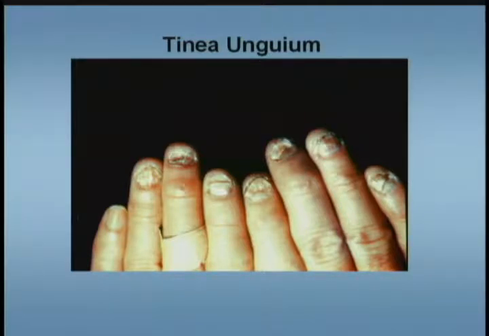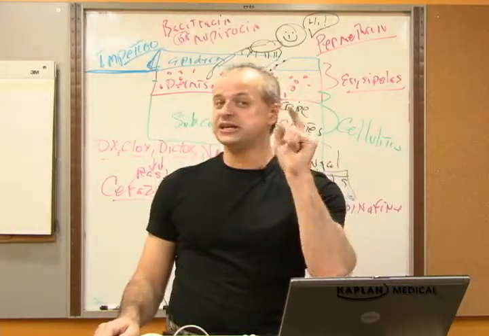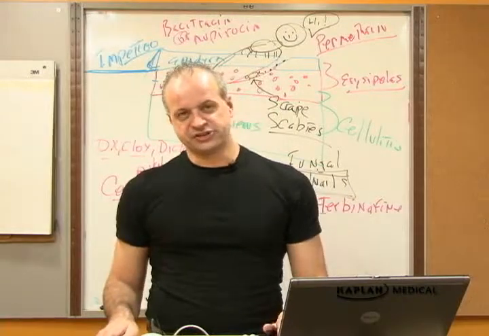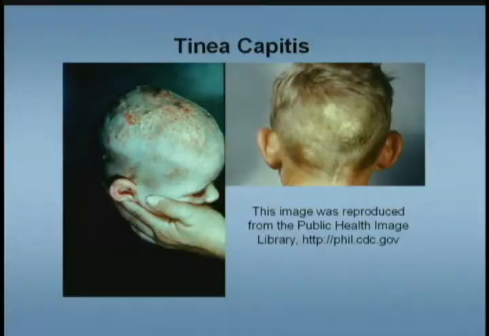Potassium hydroxide is the best initial test. Fungal culture is the most accurate test. And remember, terbinafine or itraconazole. What's the most common adverse effect of terbinafine? It is the liver. The other thing is this: if they ask you what organ and you can't remember, say the liver.